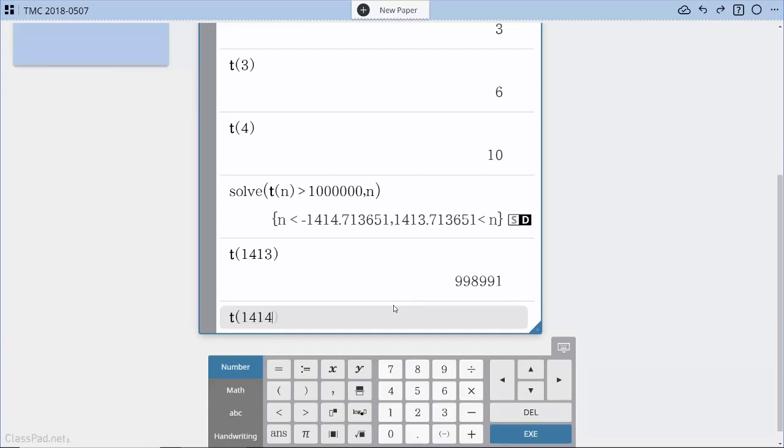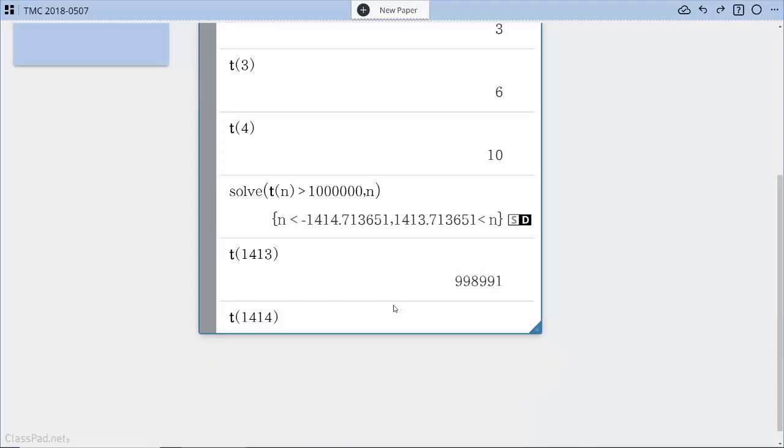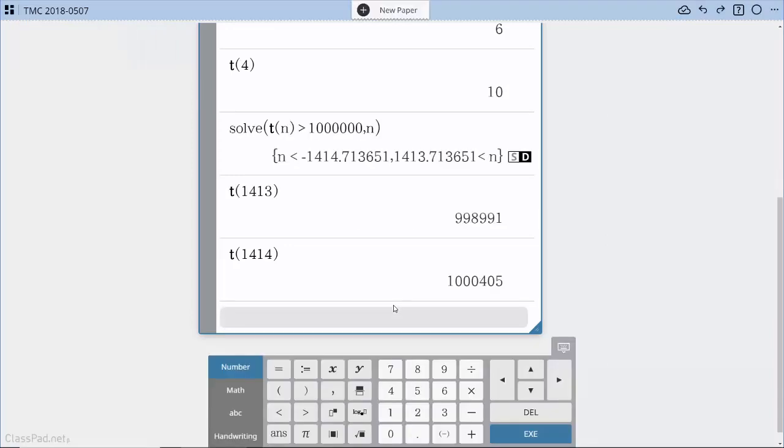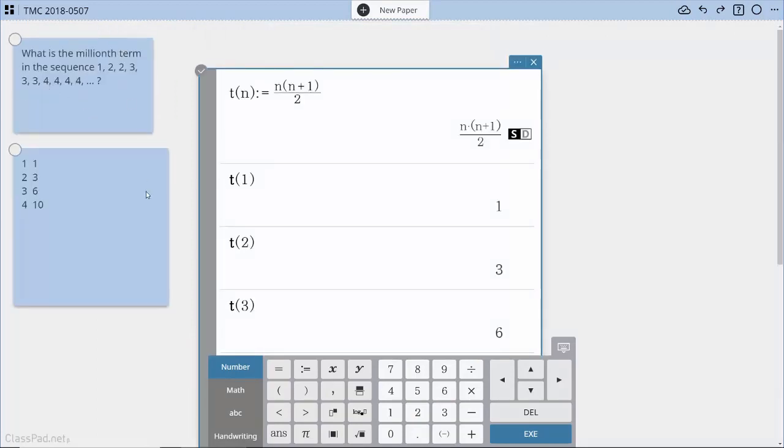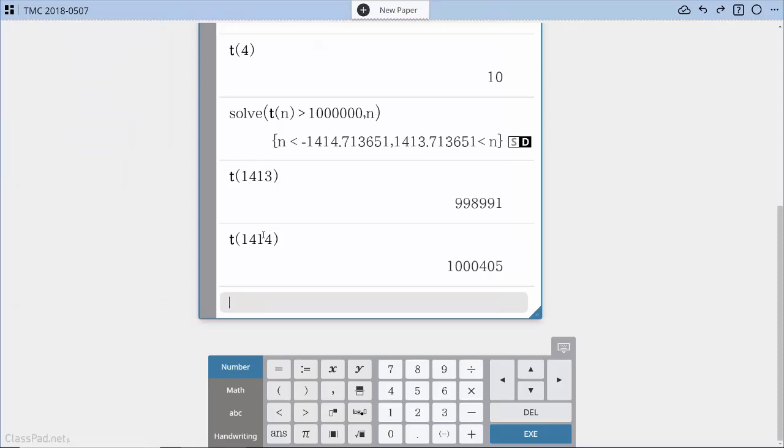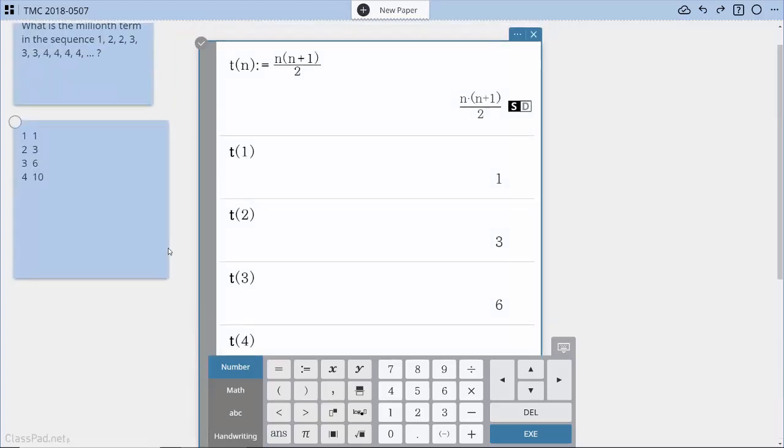And so we know that 1414 should extend well beyond a million. And so that is going to be the number that we're looking for. So what is the millionth term in the sequence? It should be a bunch of 1413s, and then we transition to 1414, and they reach well past a million. So we know that that millionth term is somewhere in the middle of this list of values.